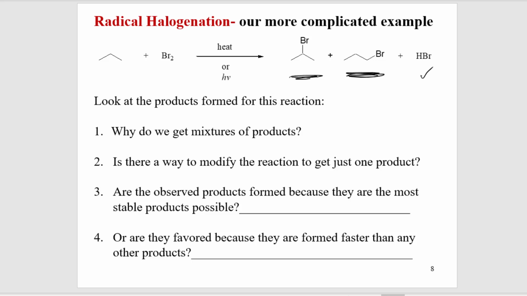2 different positions. Now, in order to consider this reaction, we're going to look at energy diagrams and use them to understand how to determine product mixtures. So first question is, why do we get these mixtures of products? And is there a way to modify the reaction to perhaps favor one product specifically? Are the observed products formed because they're the most stable products possible?